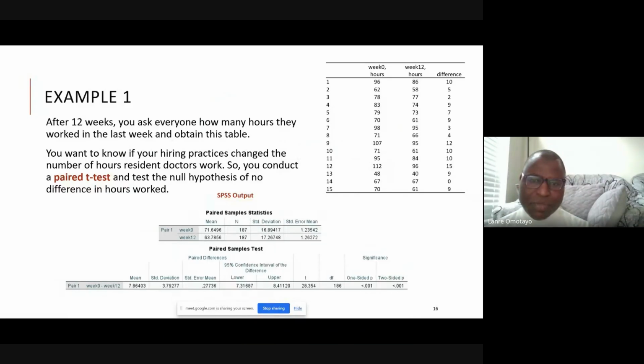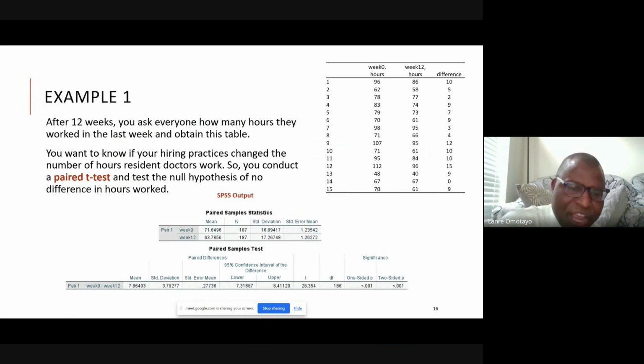So when you look at the SPSS table here, you will see the mean. They computed the mean, the average for week 0, the average for week 12. They've done all the calculations about the differences. This is the standard deviation. They've calculated the standard error for the mean from the standard deviation. And what they are showing us here is the mean difference between week 0 and week 12.